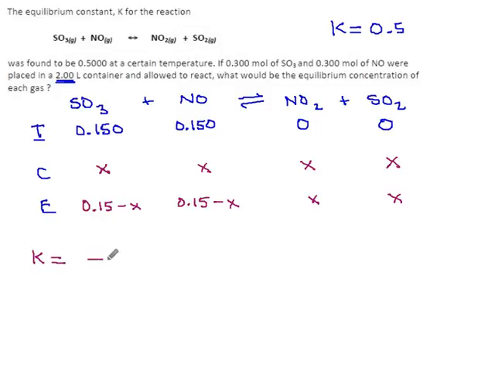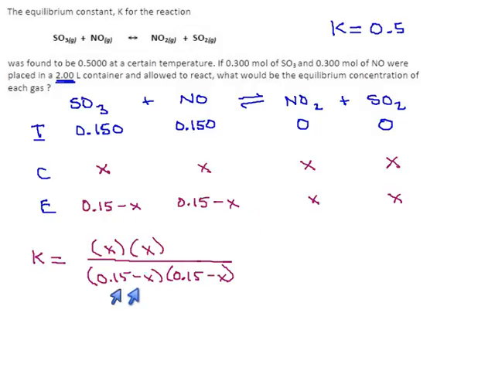So we have all that, and we can write a K expression, which unfortunately will also have X's in it. The K for this is NO2 times SO2 divided by SO3 and NO. Okay, just products over reactants, and I'm putting in these equilibrium amounts. I did that in one step to save a little bit of time, but this is our K, and we know this comes out to 0.5. So if we could solve this for X, we'd be golden. We'd suddenly know everything in here. Can we solve this for X? Looks a little unpleasant, but let's see what we can do with it.